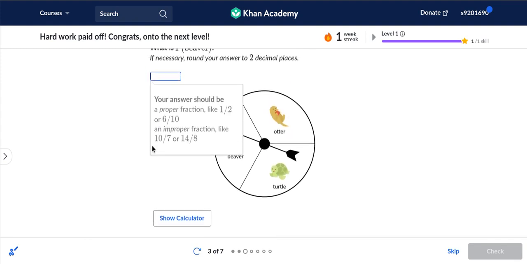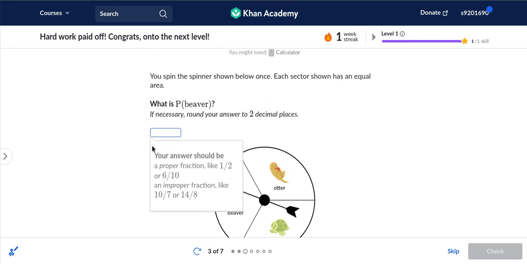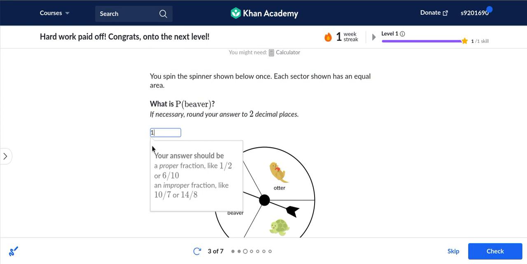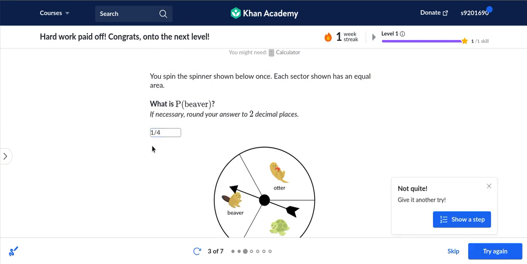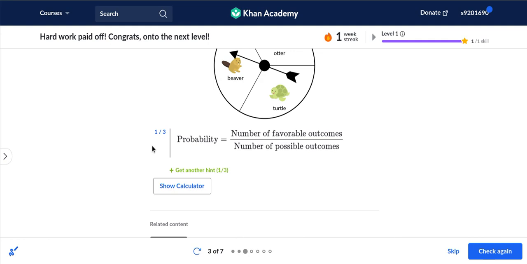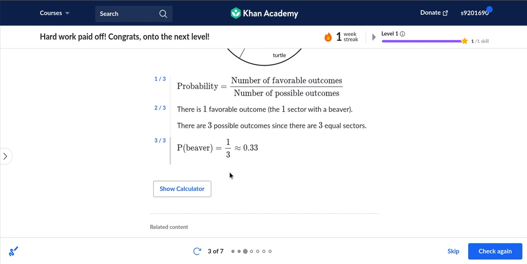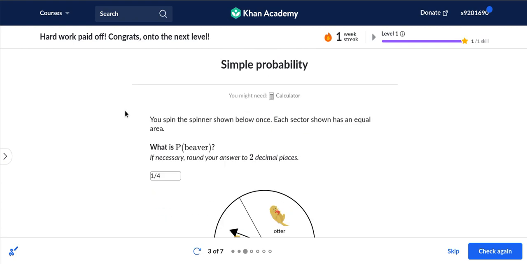So beaver should be something like 1/4, 1/5, or a multi-digit fraction. Here are the steps: favorable outcomes, possible outcomes, probability. There's one favorable outcome, the one sector with a beaver. There are 3 possible outcomes, since there are 3 equal sectors. P, probability, of beaver, 1/3 equals 33 hundredths. Dang, I'm so sorry, you guys.